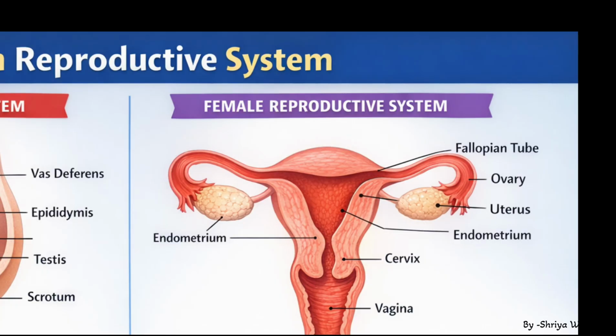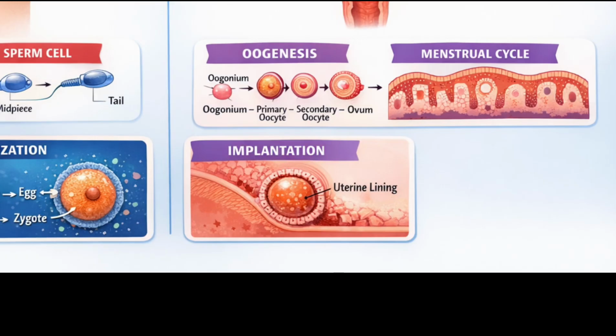Now what is oogenesis? Difference based questions are asked on this oogenesis. So oogenesis is different from spermatogenesis, so please compare carefully. Beginning during fetal life, the primary oocyte remains arrested in prophase 1, and at puberty one oocyte resumes the meiosis, and only one ovum is formed from one primary oocyte. The remaining cells form the polar bodies.